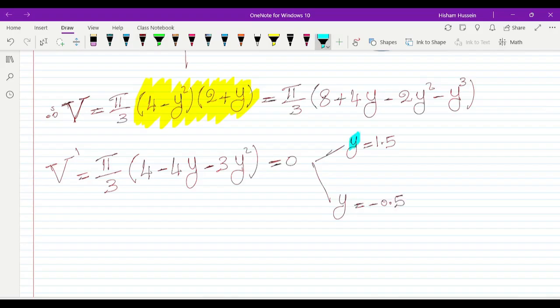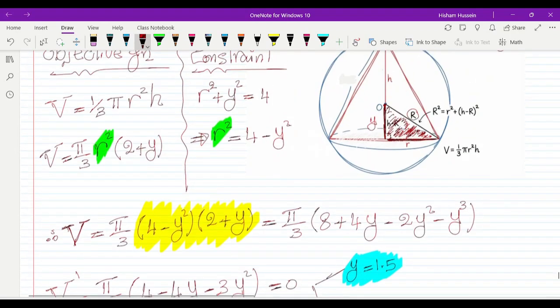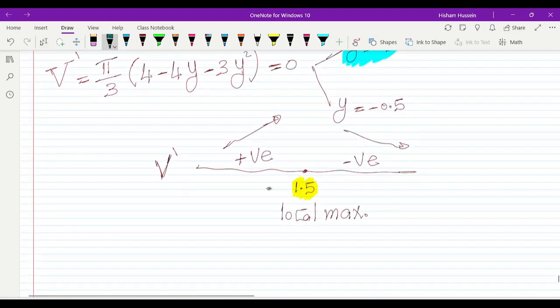Physically, it's proper to take y as 1.5. Now, locating this y of 1.5 on the number line for V dash, substitute the value before, you will get positive. Substitute the value after, you will get negative. So positive, then negative, which means that at y equals 1.5, we have a local maximum. Now this is y. From this y, we can find the r.